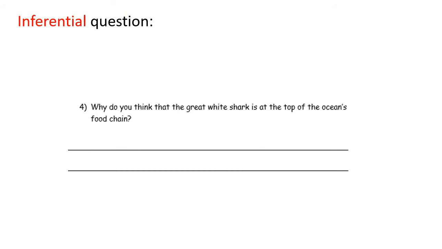So your inferential question today says, why do you think that the great white shark is at the top of the ocean's food chain? Okay, now, top of the ocean's food chain, what that means is it's basically one of the most powerful animals, and it eats lots of animals that are below it in the food chain. So why do you think that this animal, the great white shark, is at the top of the food chain? Why do you think it eats lots of other animals? Okay, so have a go with answering that question.